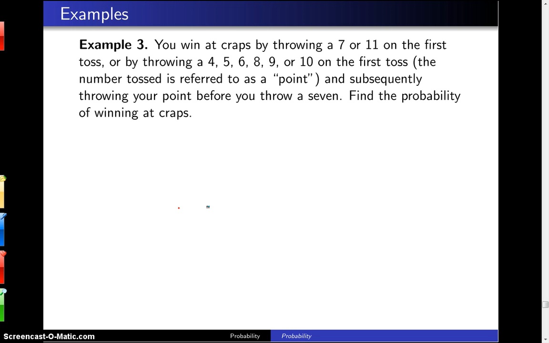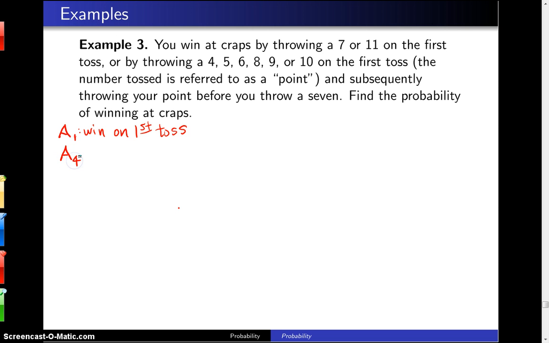I'm going to set up the events slightly differently than they are in the book, just to show you an alternative way of solving this problem. So I'm going to define the event A1 to be winning on the first toss. And of course that's by rolling a 7 or 11 on the first toss.